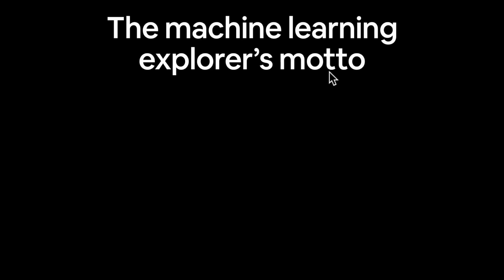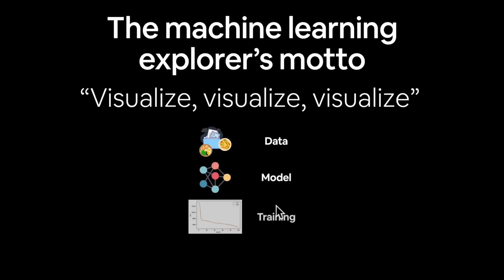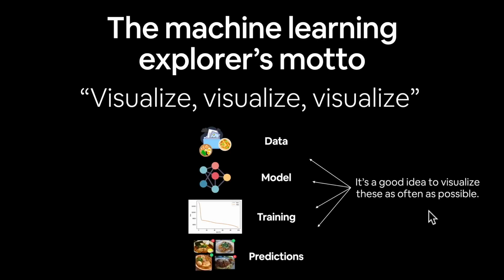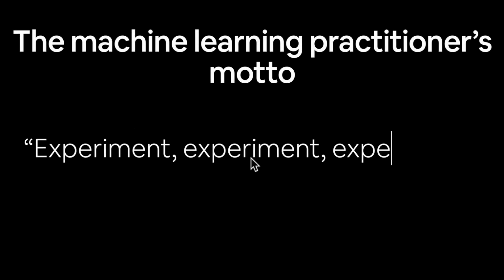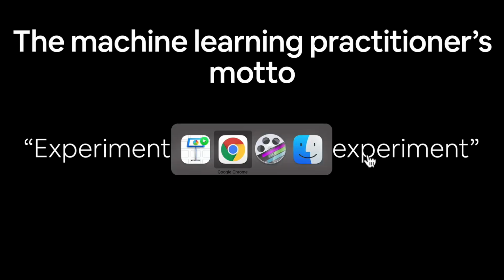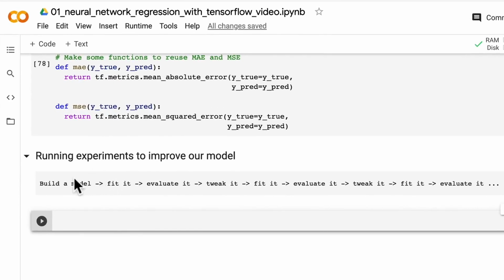if the Machine Learning Explorer's motto is visualize, visualize, visualize, in other words, taking a look at our data, taking a look at our model, taking a look at our model's training, we haven't done that, but we will see that in a future video, taking a look at our model's predictions, and visualizing these wherever possible, well, the machine learning practitioner's motto, because we're an explorer and a practitioner, is experiment, experiment, experiment. And so that's what we're going to do. We're going to run a series of experiments to see if we can improve our model following this workflow.